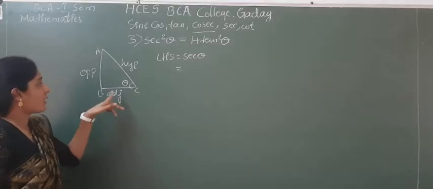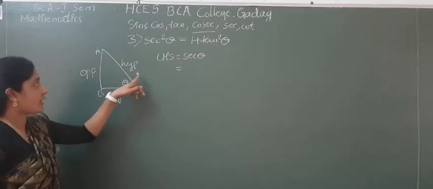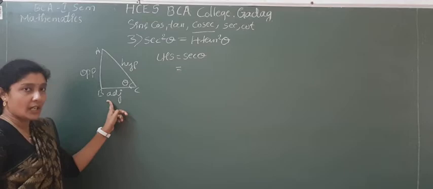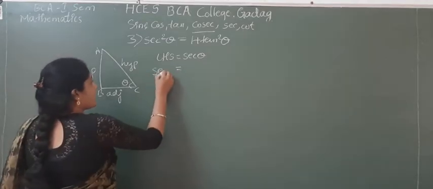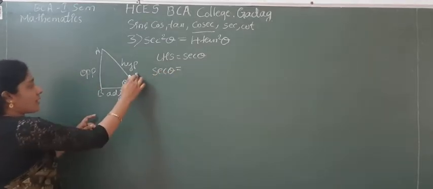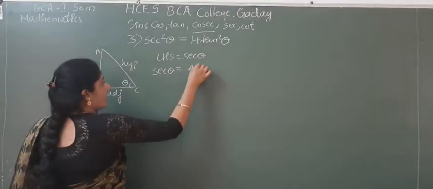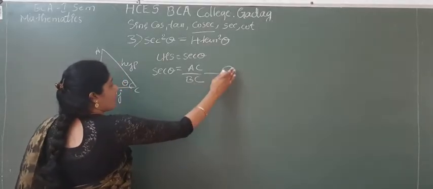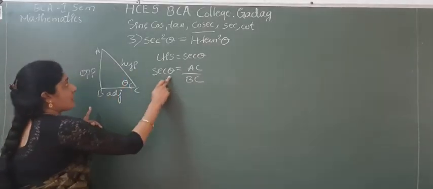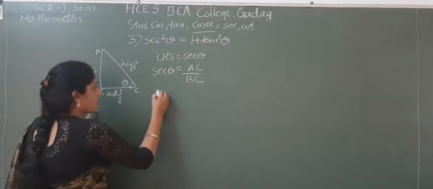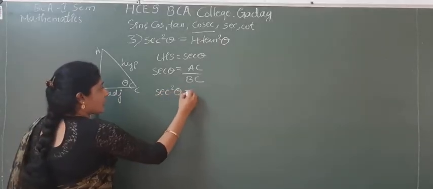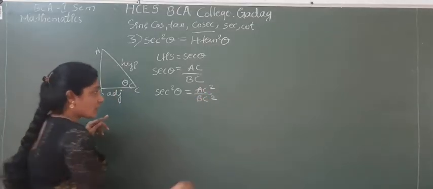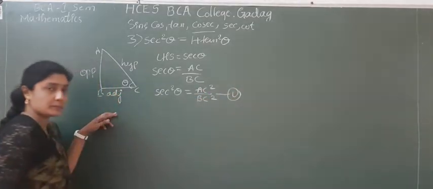What is cos? Cos means adjacent divided by hypotenuse. Exactly opposite means hypotenuse divided by adjacent. Therefore, sec theta is equal to hypotenuse divided by adjacent, that is AC divided by BC. Okay, this is sec theta. We have to square it. So sec square theta is equal to AC square divided by BC square. So this is our LHS.